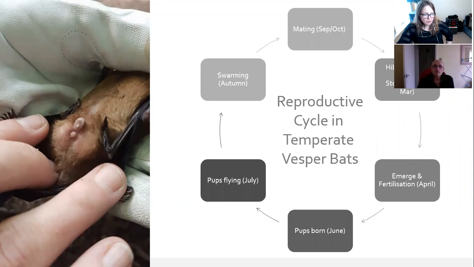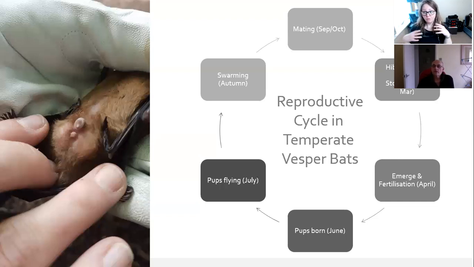Okay, so a reproductive cycle in temperate vesper bats. That sounds very specific, but it is very specific because, for those of you who will have watched Scott's talk on the bats of Costa Rica, he did a bit of talking about how you get polyestrous species, which will breed multiple times in a year, but they don't have to hibernate, so they don't have to worry about it.